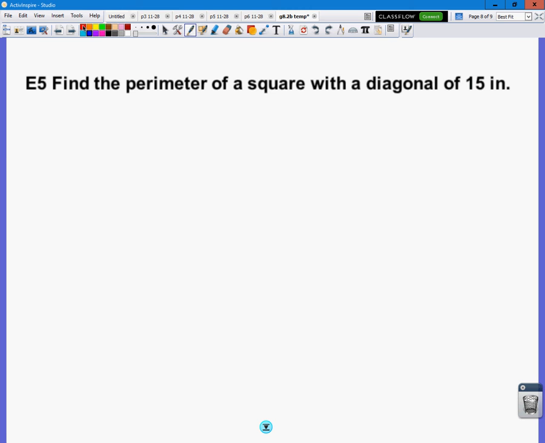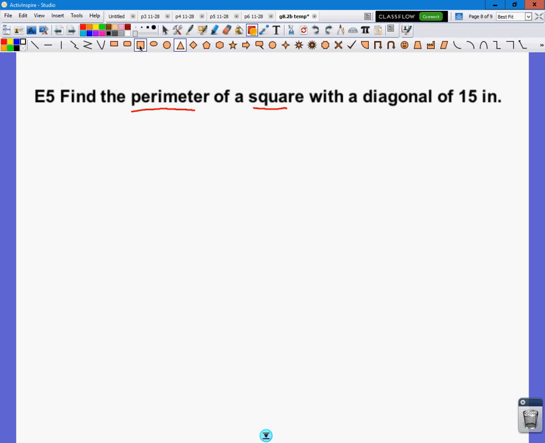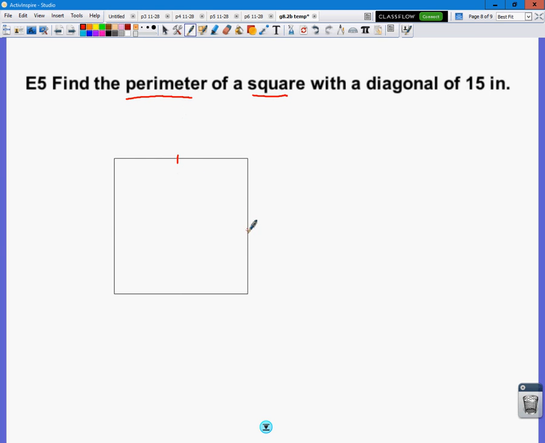Anytime you're reading a word problem, you should read it and find out what are they asking you to find first. Here they're asking me to find the perimeter of the square. If they're talking about a square, I probably should draw a square. If it's a square, I know that all 4 sides are the same. And it says it has a diagonal, so I'm going to draw that in, of 15 inches.